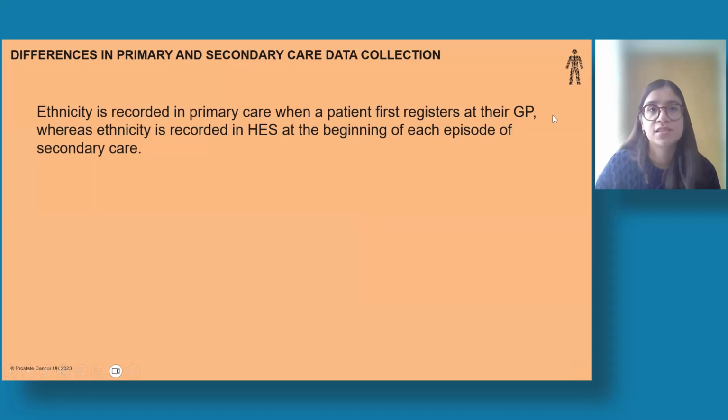There are differences in primary and secondary care data collection. In primary care, ethnicity is reported when a patient first registers with their GP. In secondary care, on the other hand, ethnicity is recorded at the beginning of each episode of secondary care. So in primary care, it's self-reported. In secondary care, it is the person taking the patient's records who should ask them about their ethnicity, or should at least record it.